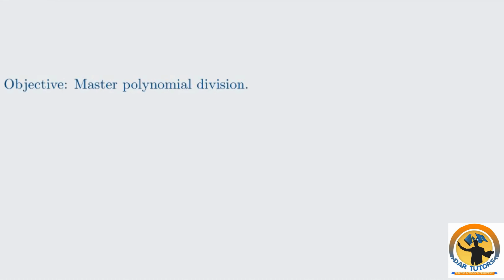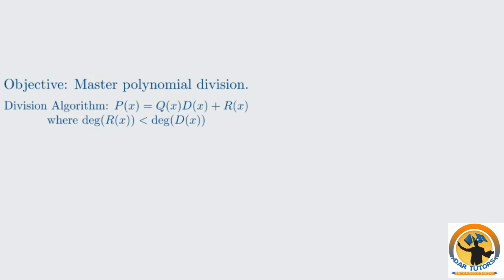The division algorithm for polynomials states that if you divide a polynomial p of x by a polynomial d of x, you get a quotient q of x and a remainder r of x. This can be written as p of x equals q of x times d of x plus r of x. The key rule is that the degree of the remainder r of x must be less than the degree of the divisor d of x.